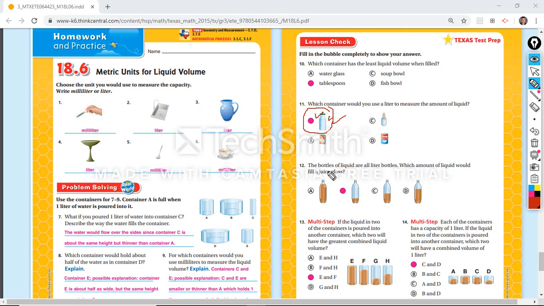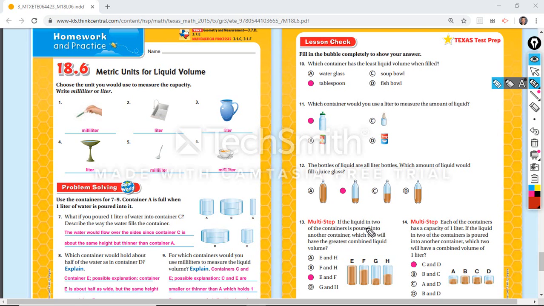So the next one, 12, the bottles of liquid are all liter bottles. Which amount of liquid would fill a juice glass? So these are all liter bottles. Which one would you fill a juice glass? Well, again, we have to visualize the glass. Your best choice would have been this one, because this is half of the liter. You know the glass is less than that.